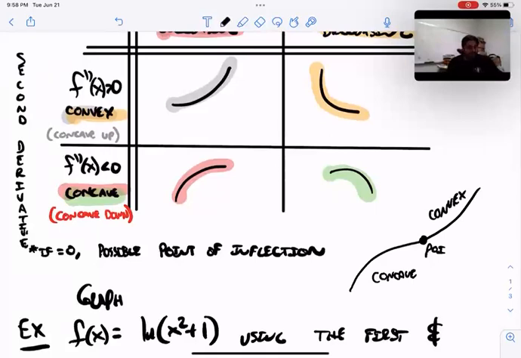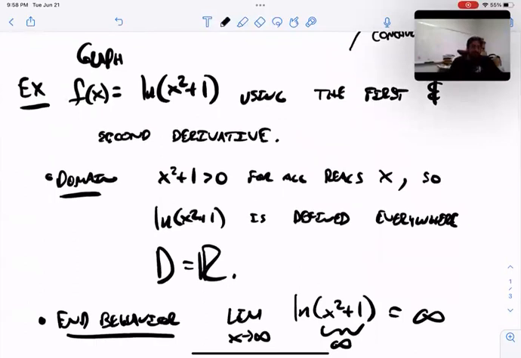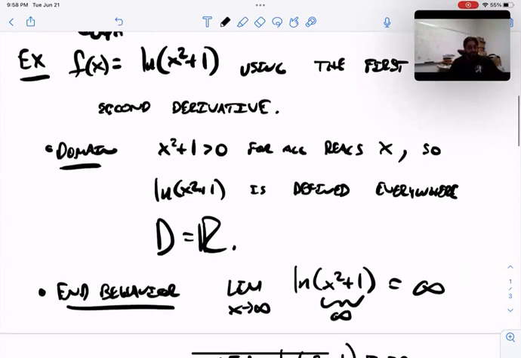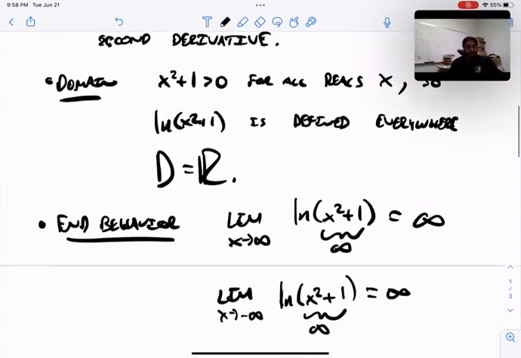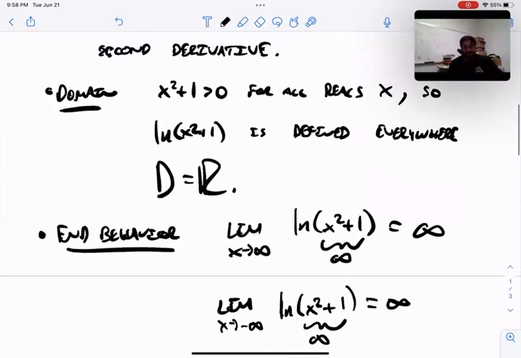Right? So what I want to do now is look at the graph of a function. f of x equals natural log of x squared plus 1. And I want to graph this using the first and second derivative. What I've written here is just a little bit of analysis that does not involve derivatives, just quickly nodding at those on the way to the part that we're really interested in this video, which is using the first and second derivative. But you would typically do some things before you even think about derivatives.